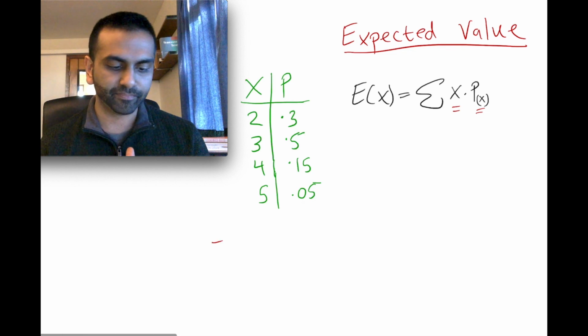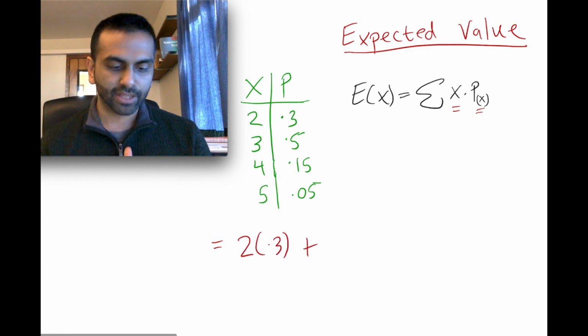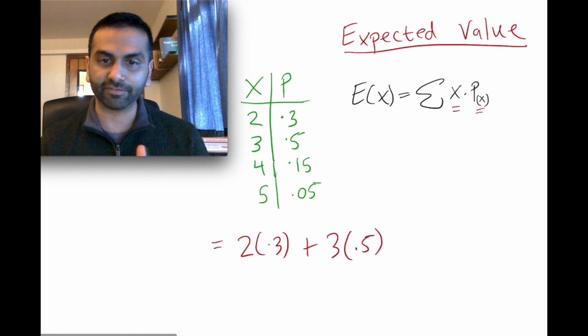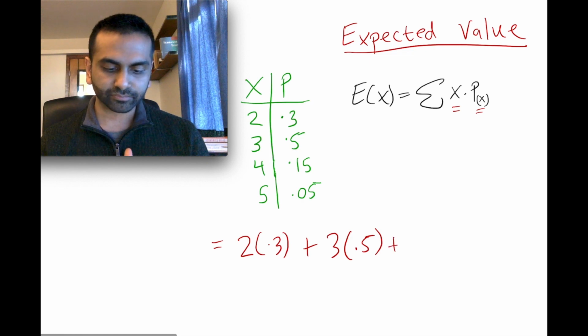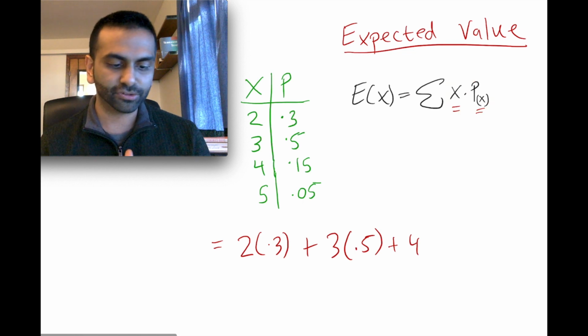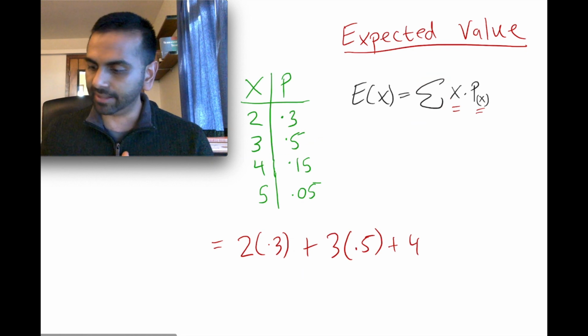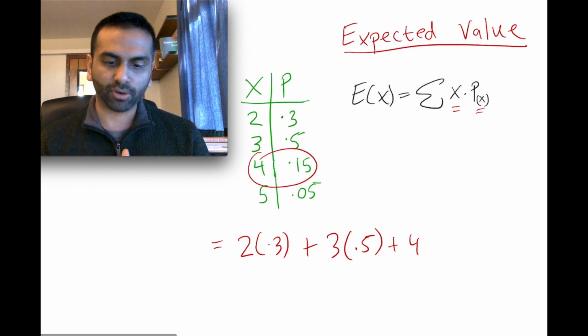You're basically saying, all right, 30% of the people are taking 2 classes, so the number 2 gets a weight of 0.3. Then 3 classes gets a weight of 0.5, because 50% of people are taking that. And so on, here with 4. That's really what this formula is: you take the x and multiply it by its probability, so 2 times 0.3, and then you add that with 3 times 0.5, then add that with 4 times 0.15, and so on.